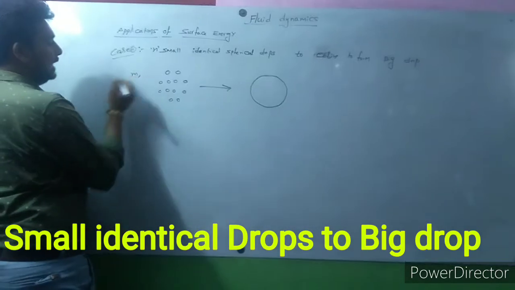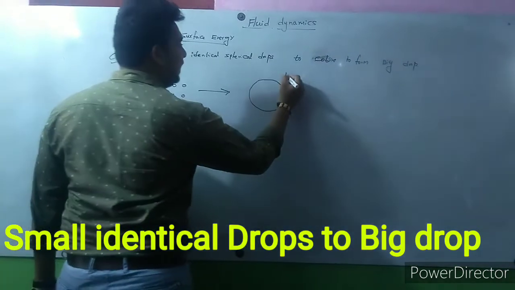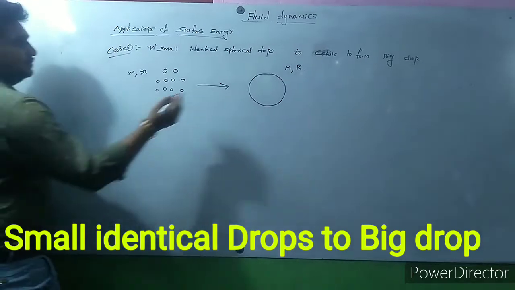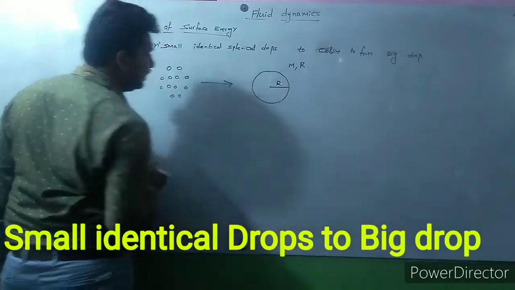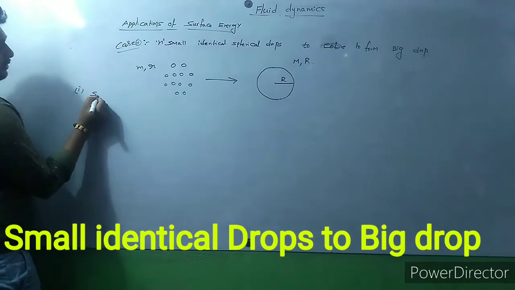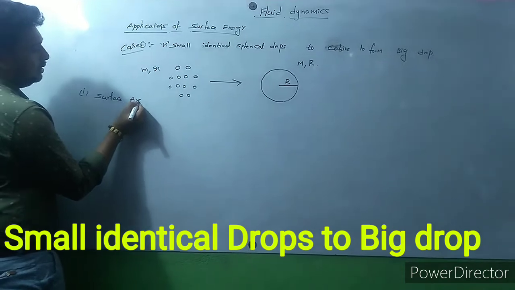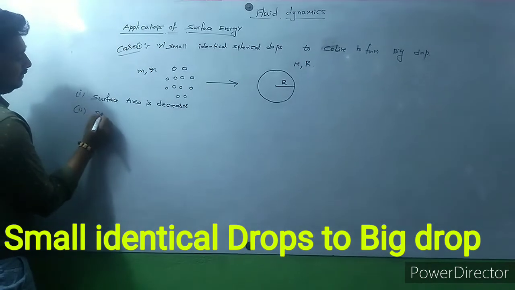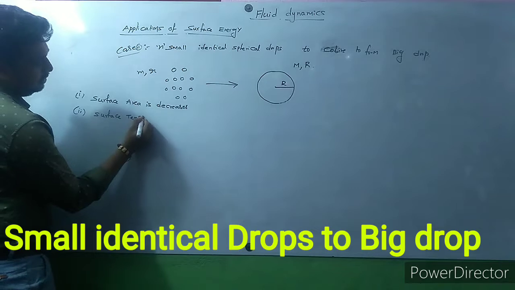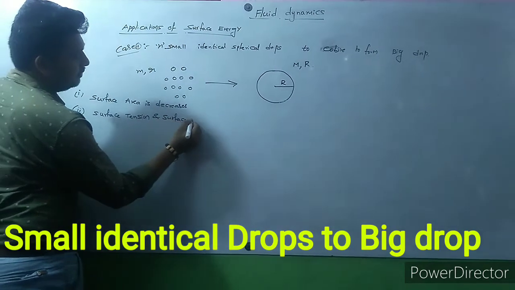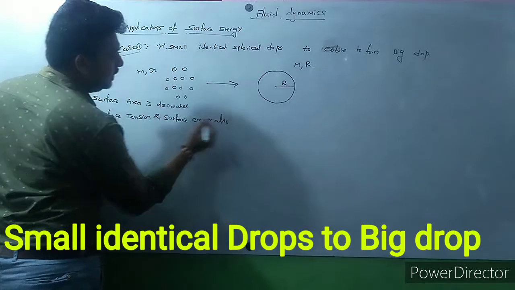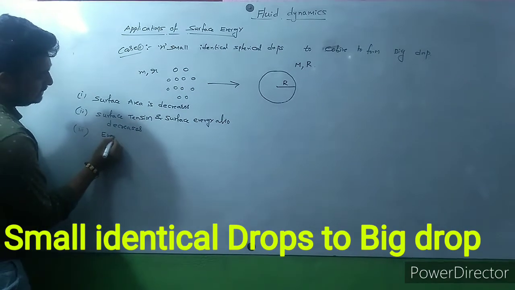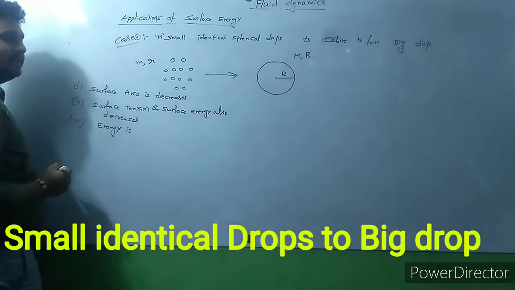So here each drop has mass m and radius small r. Here the big drop has mass capital M and radius capital R. Then the first point is surface area: surface area decreases. Second, surface tension and surface energy also decrease. Energy is released.